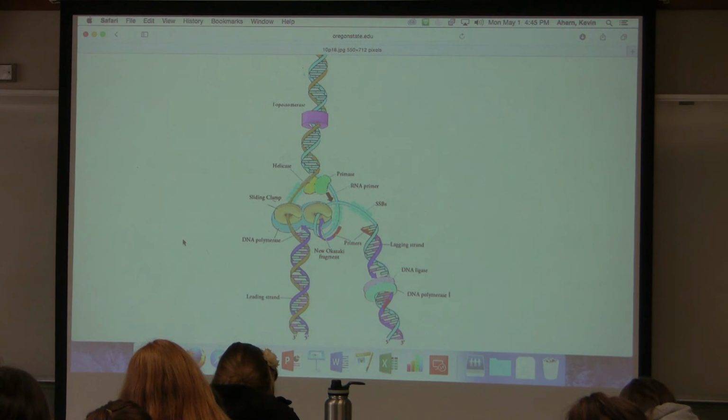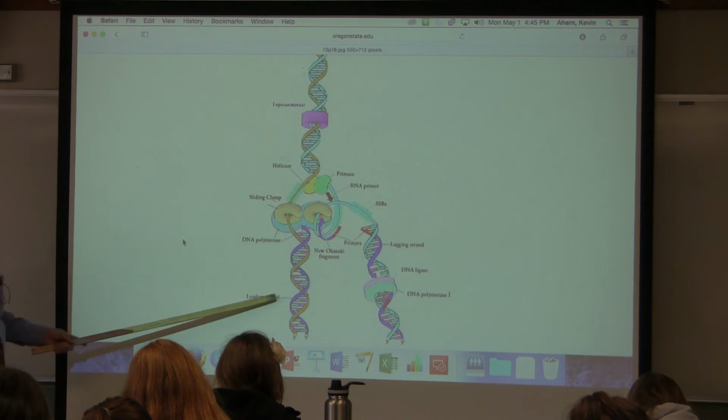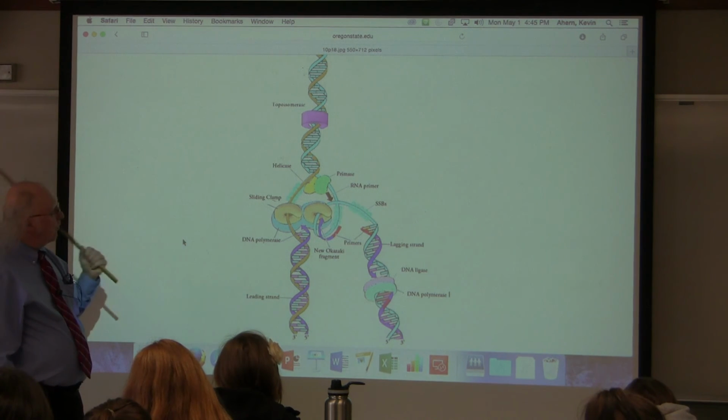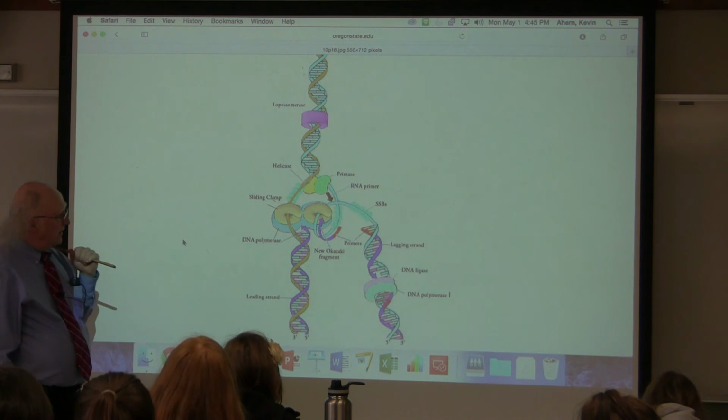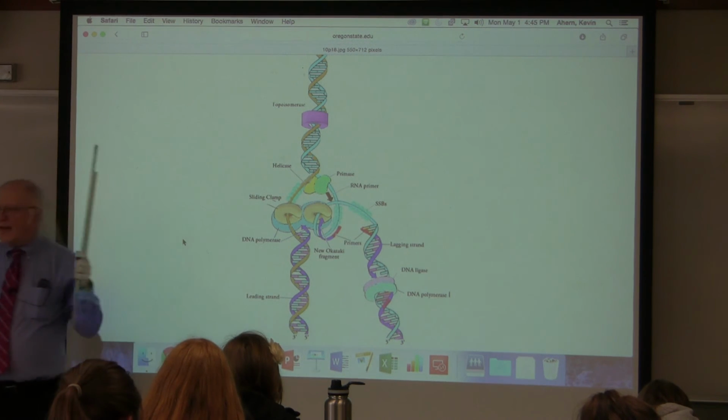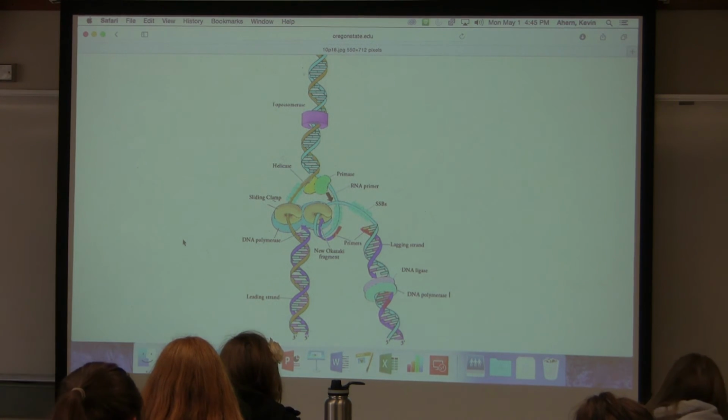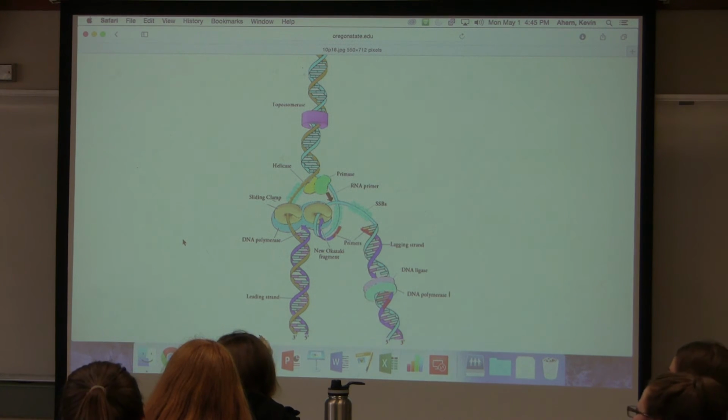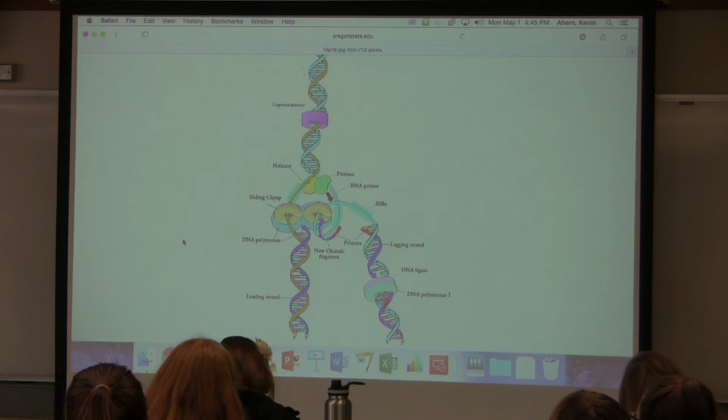Now, that's a lot of stuff to know there, okay? Look at all the different proteins. Look at that orientation. And this sucker's going along at 1,000 nucleotides a second. I feel very inadequate by comparison to that, okay? That's pretty remarkable.